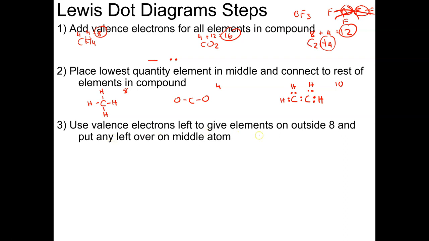Use electrons left to give the elements on the outside 8 and put any leftover in the middle. So for this one, we don't have any left over. So this is your Lewis structure. You're done. The objective for any Lewis structure is to make sure everything that wants 8 has 8 valence electrons. Carbon wants 8 every time.